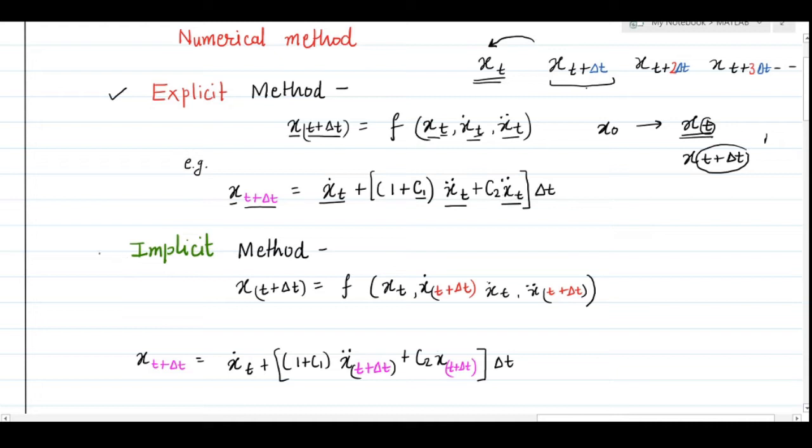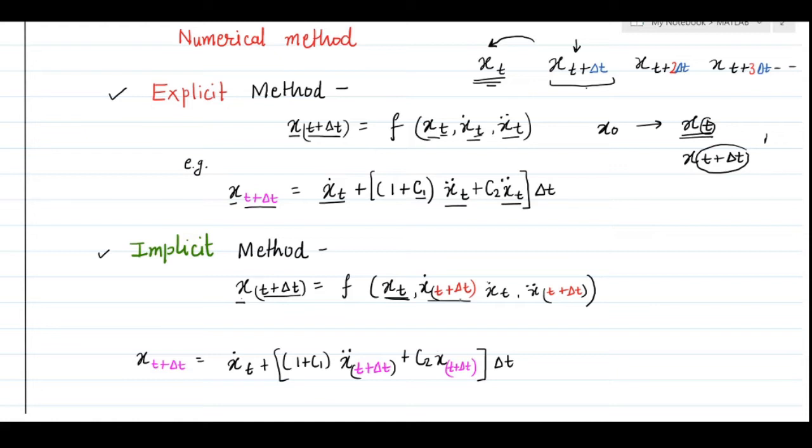On the other hand, in case of the implicit method, in addition to the previous time step, you also consider data for the current time step. Here I am showing an example that if you want to calculate the value at t plus delta t, you are going to use the previous values as well as the current value. Now there is a confusion: how will we know the value of the current time step as we are calculating it for the current time step? So what happens in case of the implicit method?